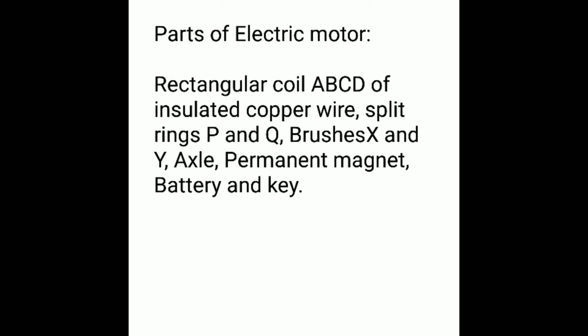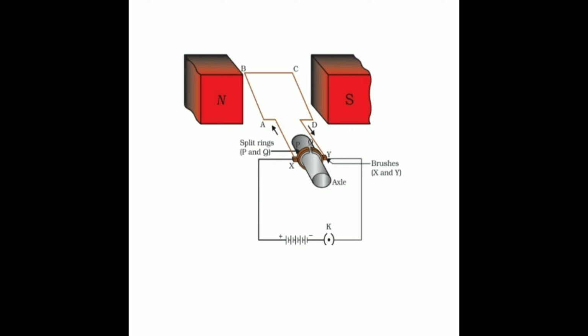Next, the parts of electric motor. A rectangular coil ABCD of insulated copper wire, two split rings P and Q, two brushes X and Y, an axle, a permanent magnet, a battery and key. These are the parts we are using in electric motor. This is the diagram of electric motor.